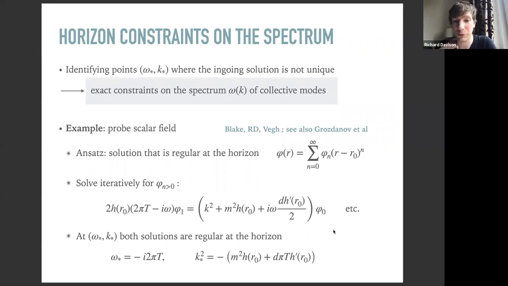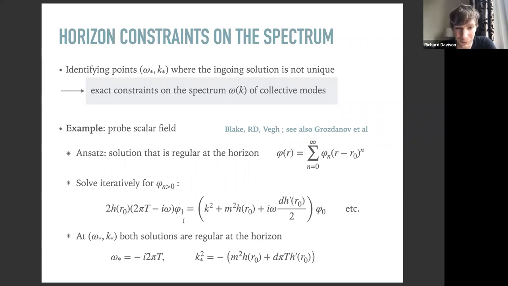And by solving these equations order by order, what I'll find is a regular solution, which is unique up to just its overall normalization phi naught. And so by doing this, I just construct the ingoing solution. Okay, so that's what one would normally do.